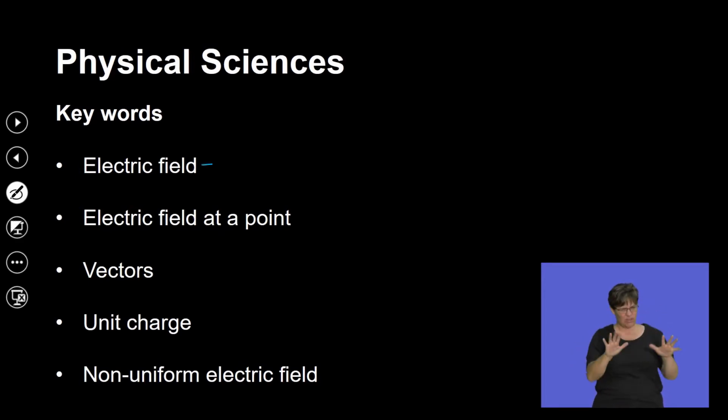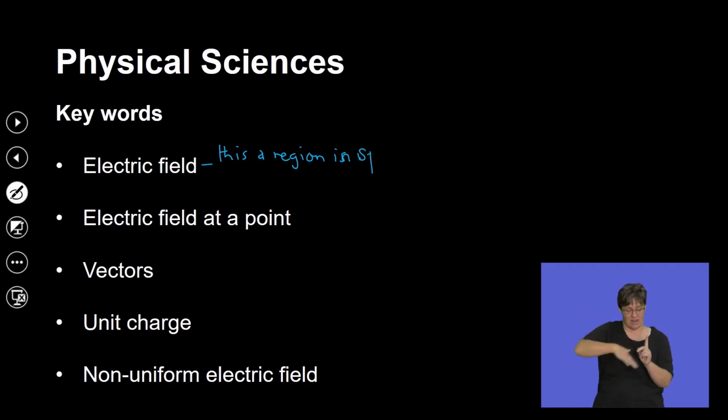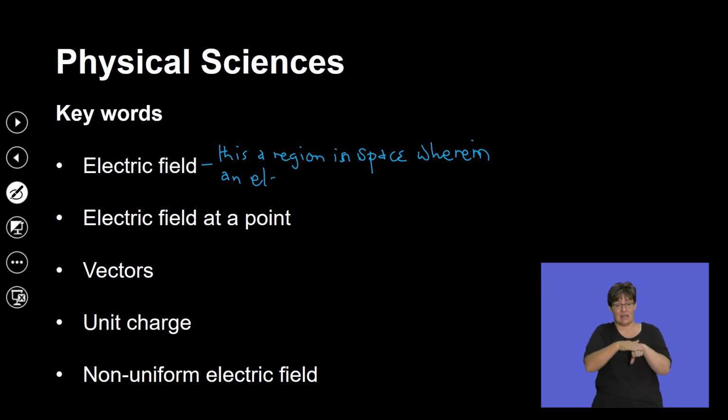We have already managed to look in the previous sessions leading to electric fields. When we looked at Coulomb's law, we spoke about what an electric field is. So this is a region in space wherein an electric charge, okay, what happens to this electric charge?